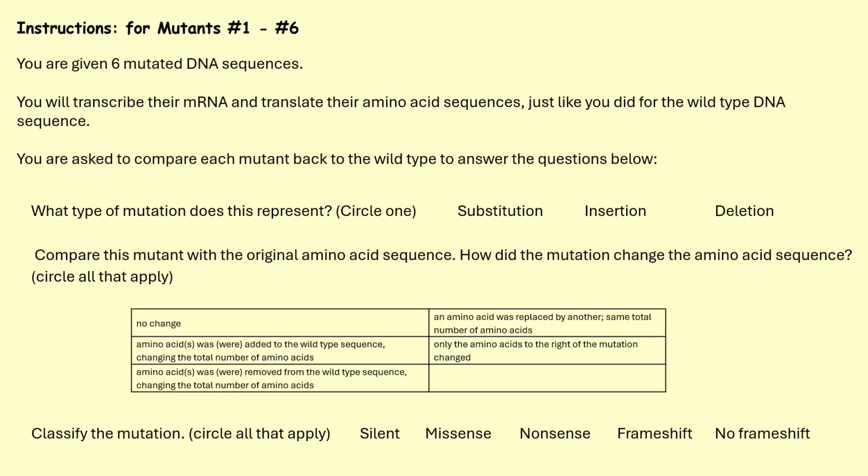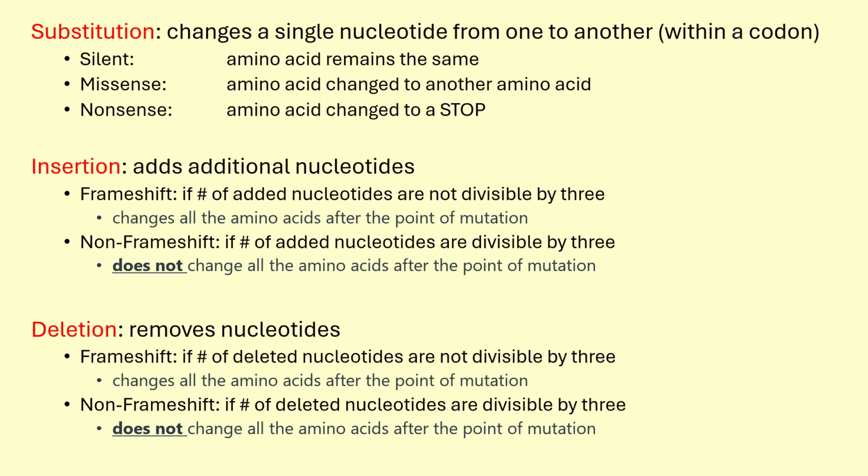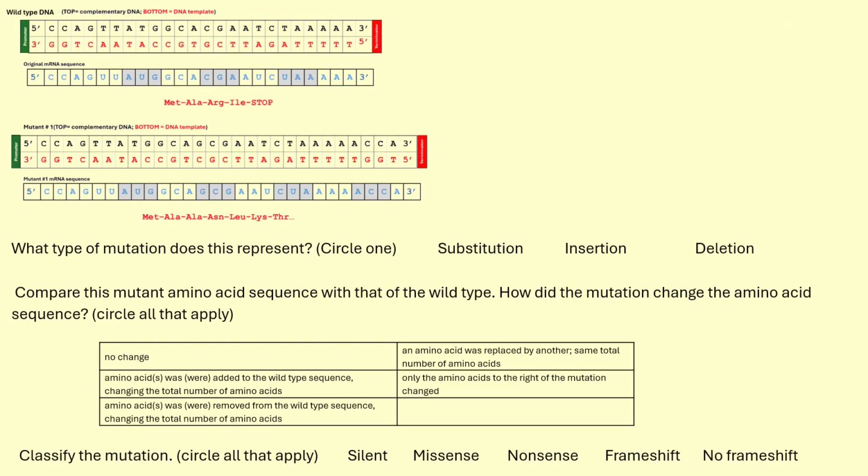Each of these will be followed by 3 questions. And I provide this information in the assignment to help you answer these questions. All 6 mutant DNAs will have one of the following different types of mutations listed here. Here's an example of how you're going to complete the questions.